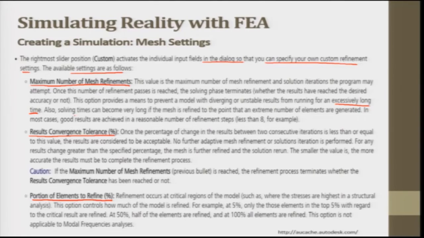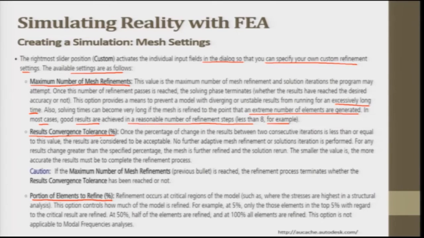Also, solving times can become very long if the mesh is refined to the point that an extreme number of elements are generated. In most cases, good results are achieved in a reasonable number of refinement steps, less than 8 for example. So mesh refinement number is generally put lesser than 8 to optimize the time of the simulation.